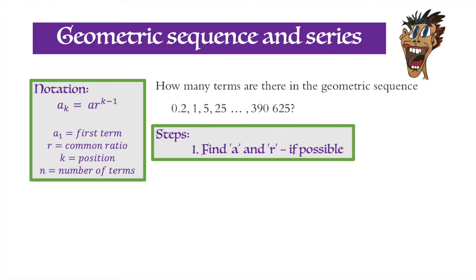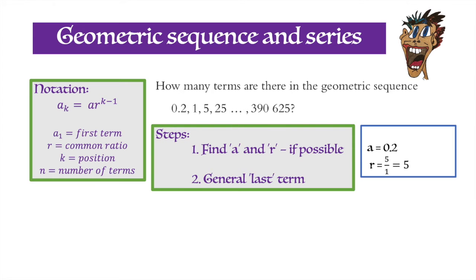How many terms are there in this geometric sequence? A slightly different way of posing a nice question. There are 3 steps I'm going to show you here. First of all, always find A and R if possible. I know the first term is 0.2. Here I'm not going to use the second and first because that looks complex. I'm going to use the third divided by the second. So I get a ratio of 5.